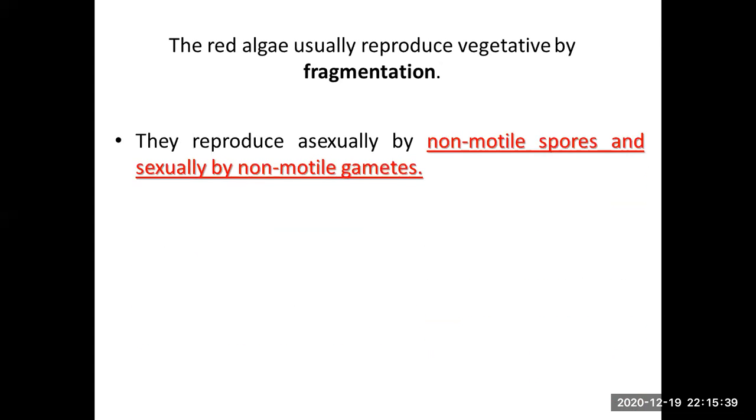Reproduction. Vegetative reproduction is by fragmentation, asexual reproduction by non-motile spores, and sexual reproduction by non-motile gametes. Sexual reproduction is oogamous type.